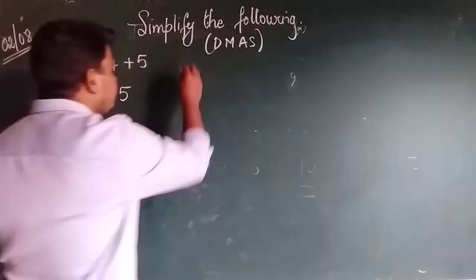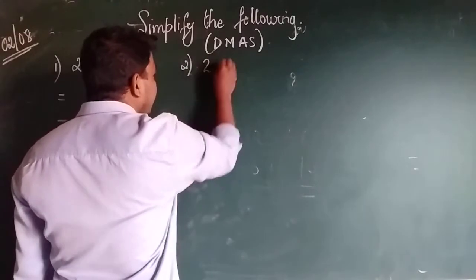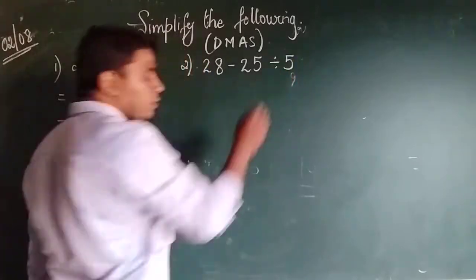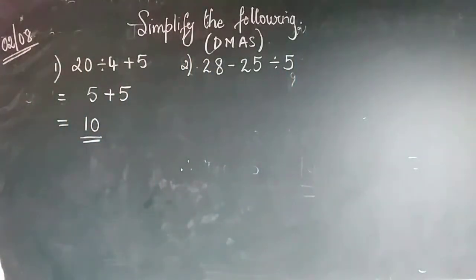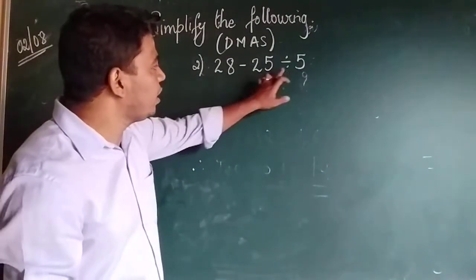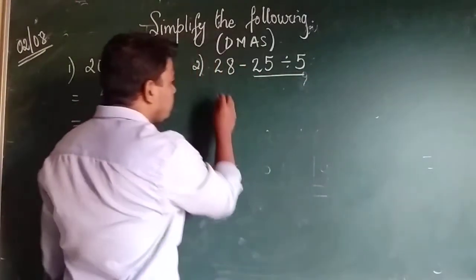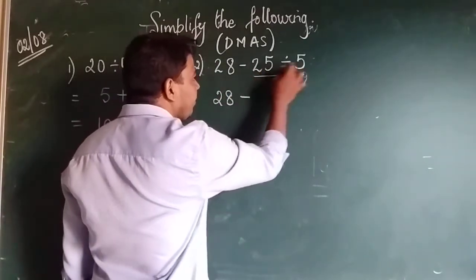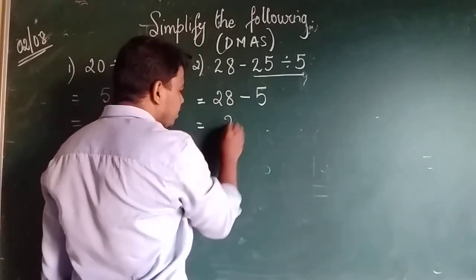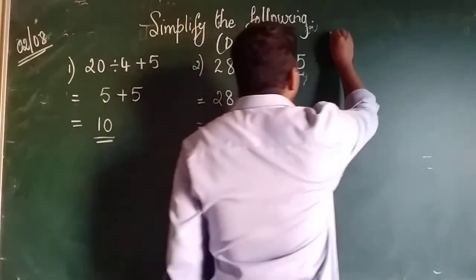Now the second question. 28 minus 25 divided by 5. Okay, 28 minus 25 divided by 5. So if you see here we have one subtraction sign and one division, but as per this, division is coming first, so we'll go for this. So we'll write it as 28 minus, 25 divided by 5 is 5. So that's why your answer will be 28 minus 5 is 23.